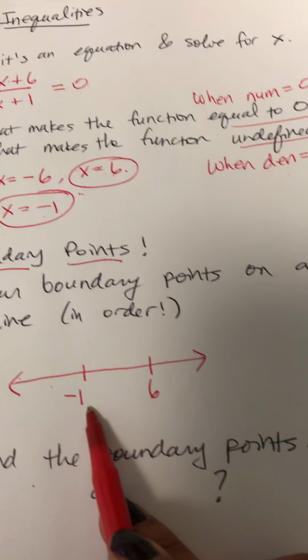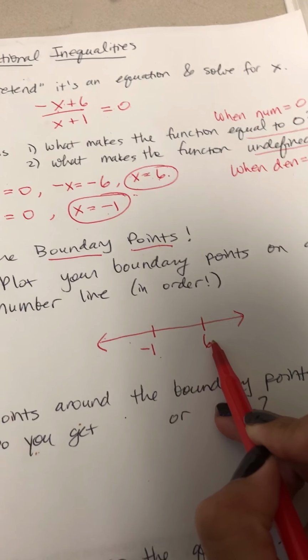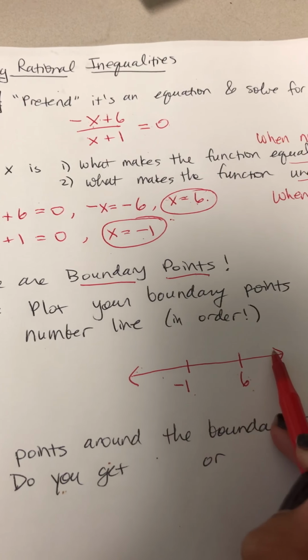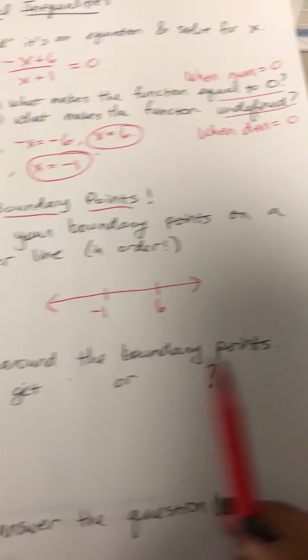I know that at negative 1 and 6, the function will either be equal to 0 or undefined. So what happens around those points? That's what we're going to do. Test points around the boundary points.